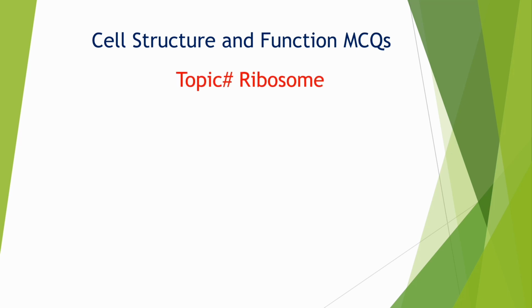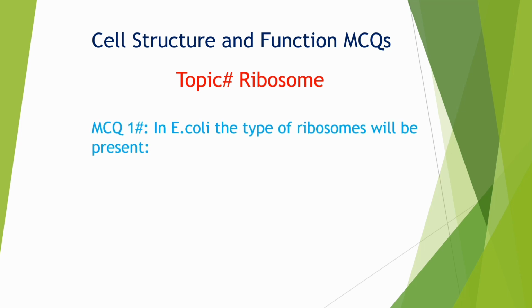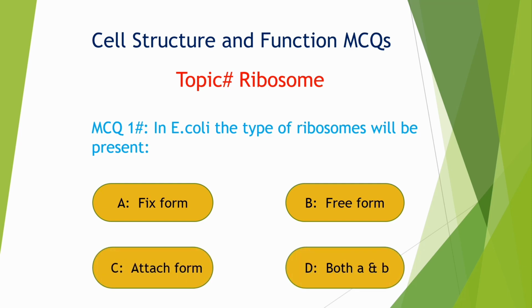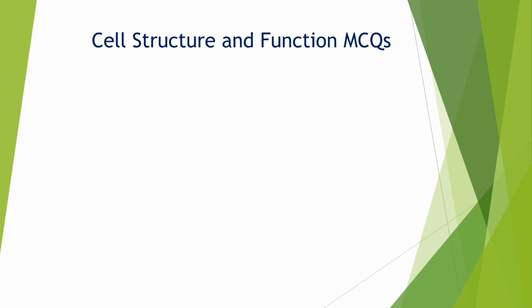Topic: Ribosome MCQs number 1. In E. coli, the type of ribosome will be present: A. Fixed form, B. Free form, C. Attached form, D. Both A and B. The correct option is B. Free form.